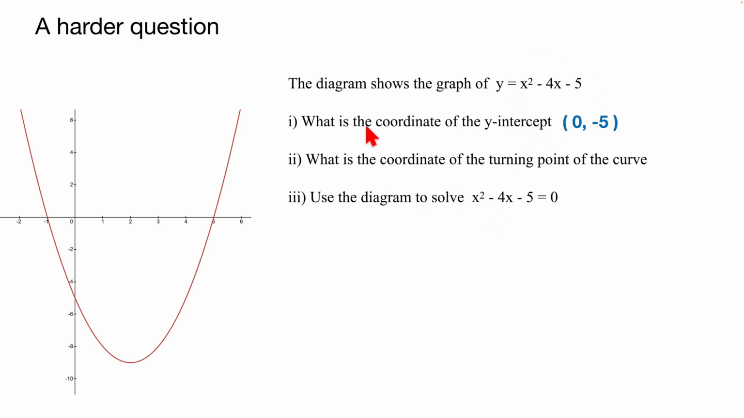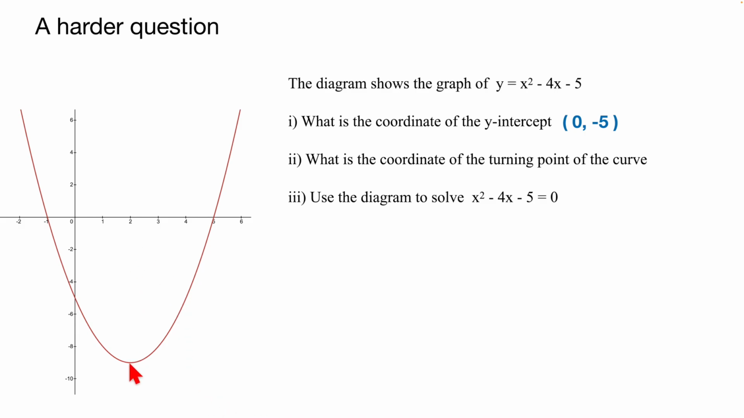So, what are the coordinates of the y-intercept? Well, it's 5, isn't it? It's not. You can't see that it's 5. But if you put 0 into this, you get that y is equal to x squared, which is going to be 0, 4x is going to be 0, minus 5. So 0, minus 5 is the intercept.